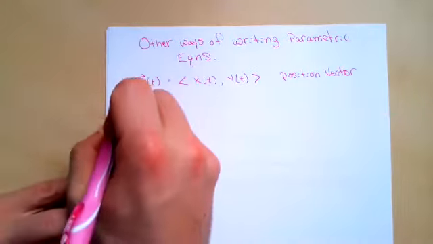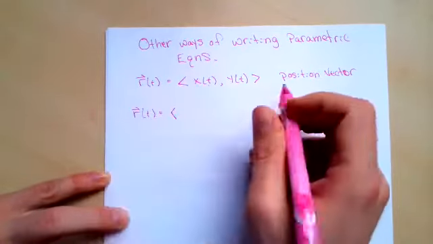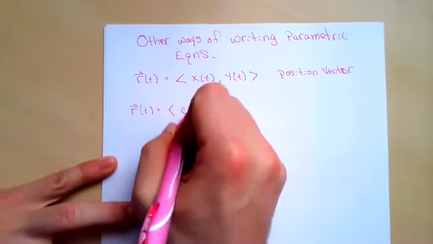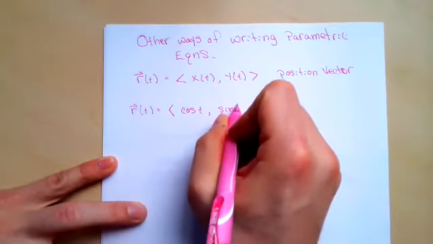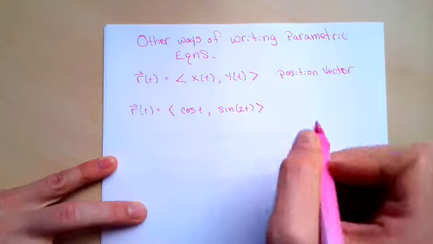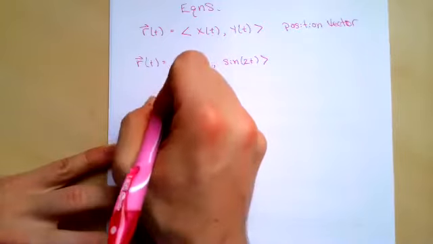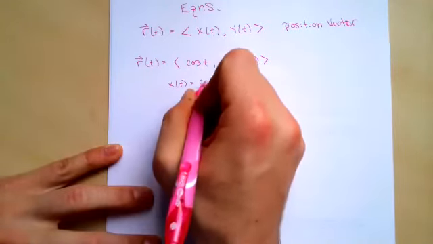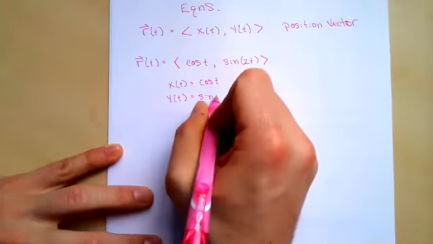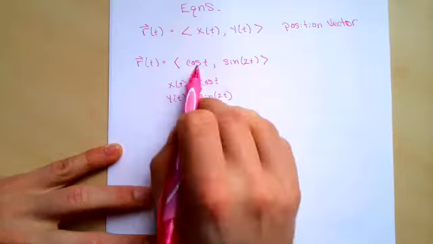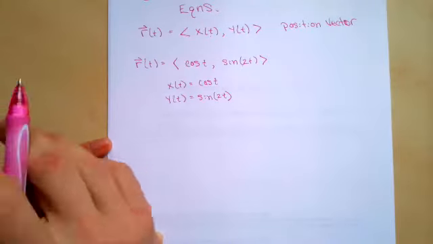So for example, I can write parametric equations like ⟨cosine of t, sine of 2t⟩. This just means, if I write something like this, it's the equivalent of saying that my x of t is cosine of t and my y of t is sine of 2t. Because of their positions, it's implied that that's x and that's y, listed as an ordered pair.